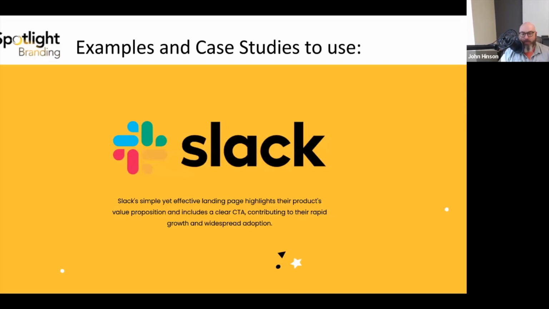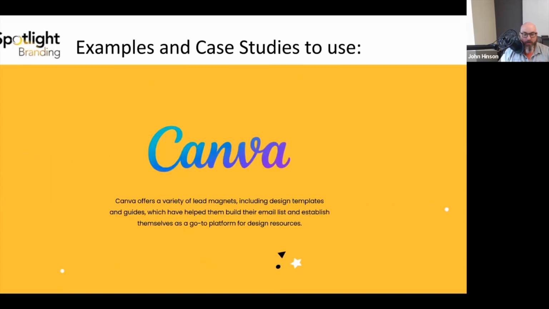Slack, most businesses use Slack as their in-office messaging app, all because they have a really simple landing page that highlights their value prop really well, includes a really clear call to action, you know, and that's what helped.